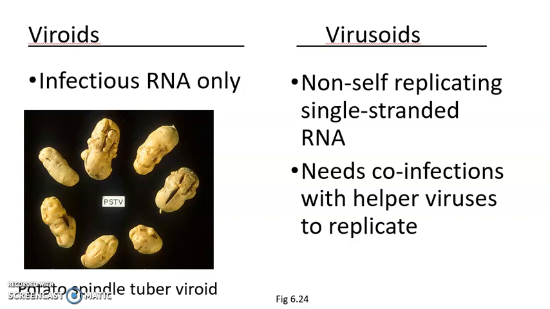And there is a sort of subclass of these, the virusoids, that are this really strange kind of single-stranded RNA that does not replicate by itself. In fact, in order to go through its replication cycle, it needs what's known as a helper virus that will co-infect the cells in order to produce more copies of this little guy.